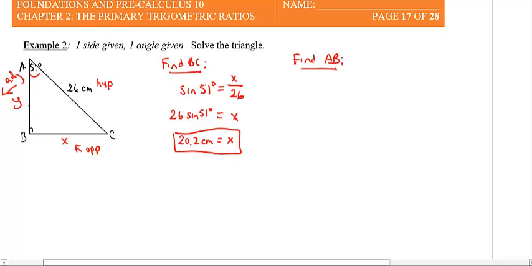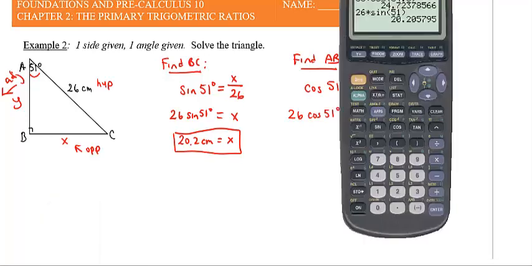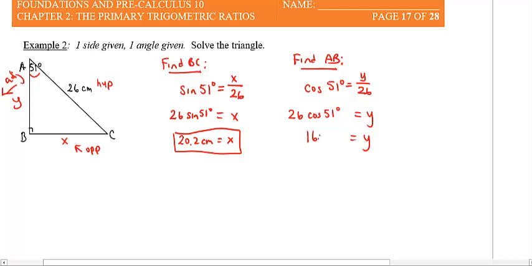This time, I'm using the y and the 26. That's the adjacent and the hypotenuse, so that's right. Hello, cosine. Cosine of 51 is y over 26. And then you can solve this just like I did the sine question. Need my trusty calculator again. 16.4. Notice I've just used the information given in the question.